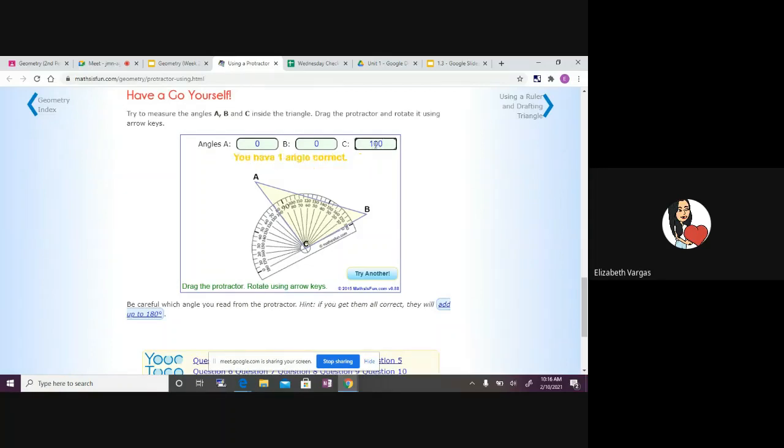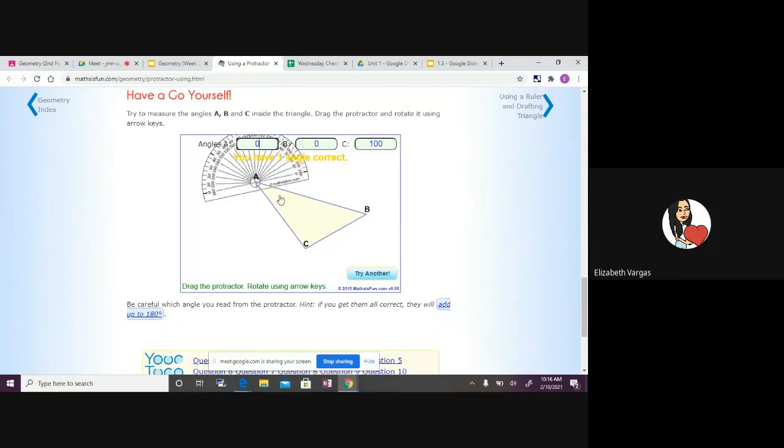Is it 100 degrees? And it says yes, I got one angle correct. Now, same thing, if I wanted to find the measure of A, I need to match A directly where that center is. So right there. And then I need to make sure that my lines here at 0 meet these purple lines.